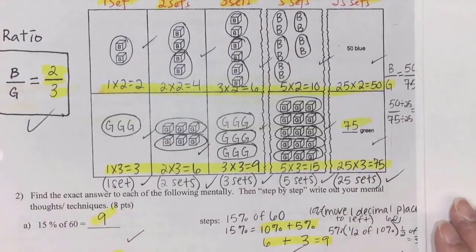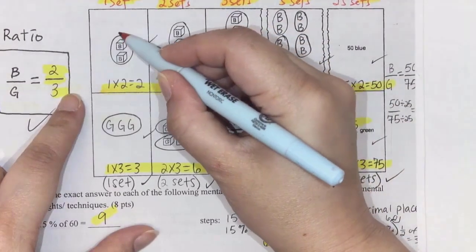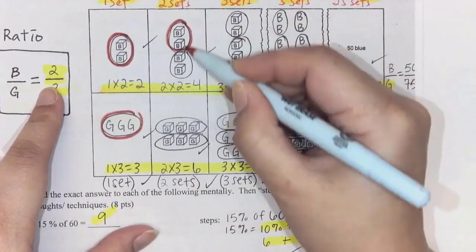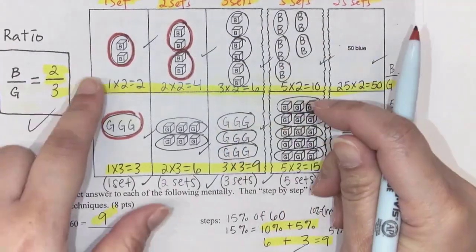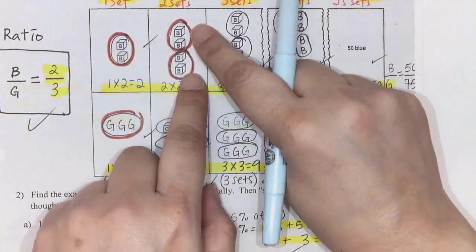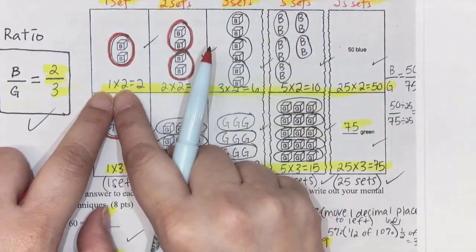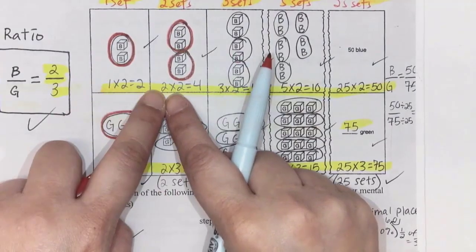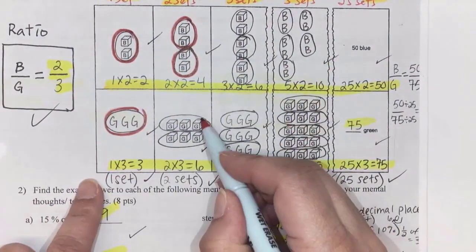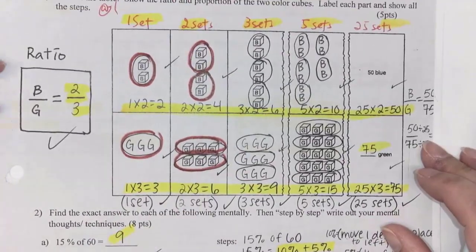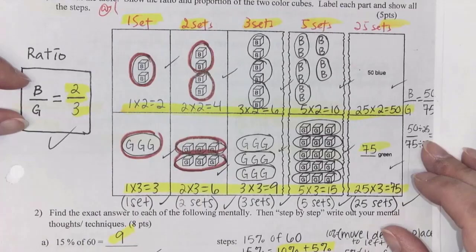So I like to go step by step. One of the things I want to make sure you have on the test is to circle each set so we can see each set clearly. Especially to figure out this part. One set is 2, and then 2 sets of blue would be 4. And I like to have the correct order: 1 set of something, 2 sets of something, 3 sets of something. So just circle each set. That would be helpful for you to identify the original ratio, what that was.